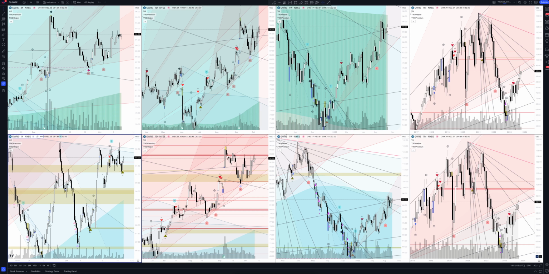Today we will take a look at Guidewire Software Inc. stock. Let's analyze the market situation and find out how you can make money on it. Let's start.